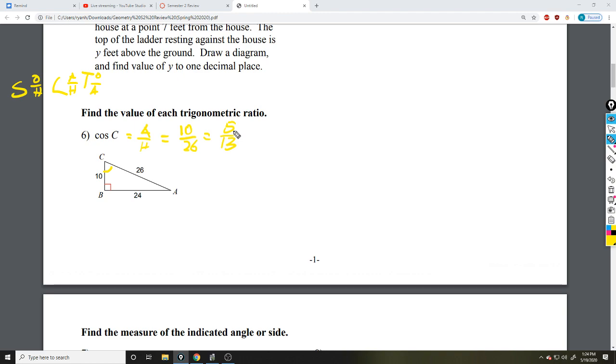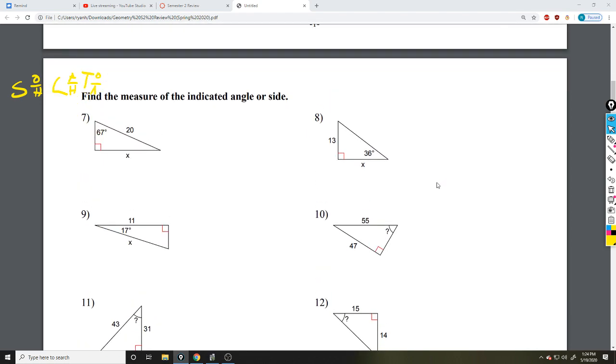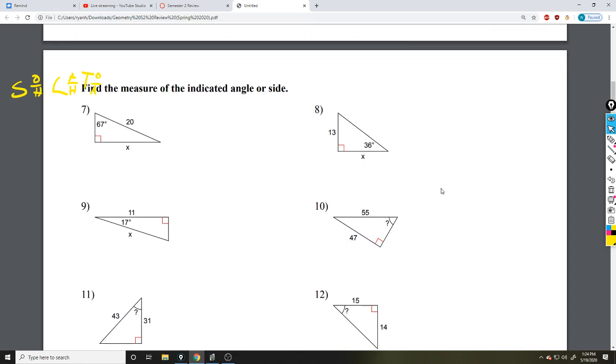These next problems will be solving an equation. All right. Next. Here we are. Find the measure. So we're going to do a bit of trig here. We're going to actually solve some equations this time.